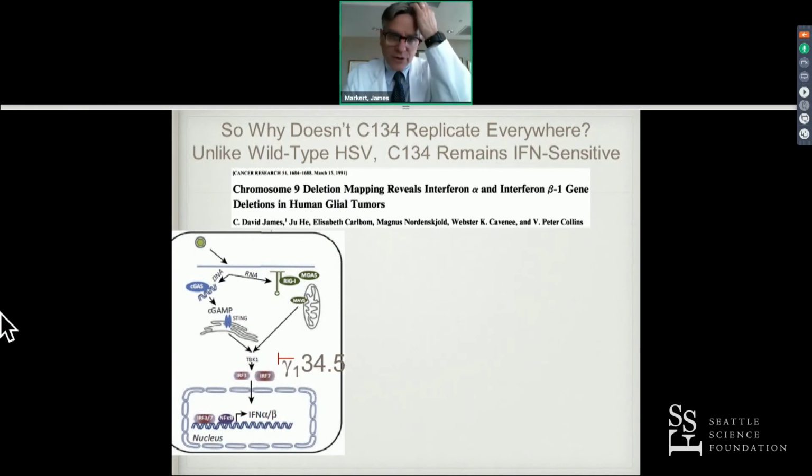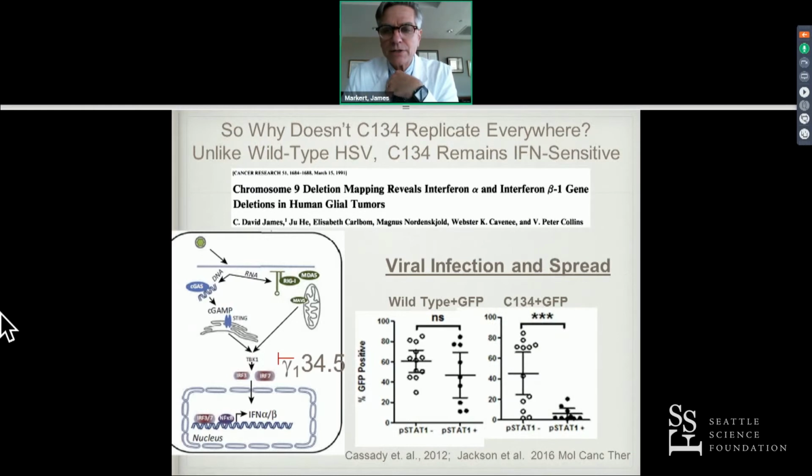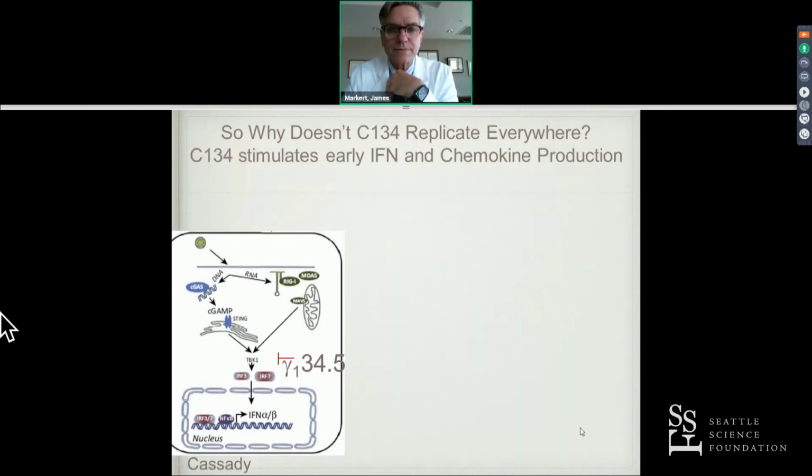So why doesn't it replicate everywhere? Well, it's dependent on interferon. It still is interferon sensitive. And so one nice thing about gliomas is that most gliomas have interferon alpha and interferon beta gene deletions. So as a result, the virus is still able to replicate here. And here you can see that the wild type virus does not care, so to speak, as to whether the cell is able to phosphorylate STAT or not by means of an interferon response. But here you can see that C134 still is inhibited by the production of interferon gamma and phosphorylated STAT1.